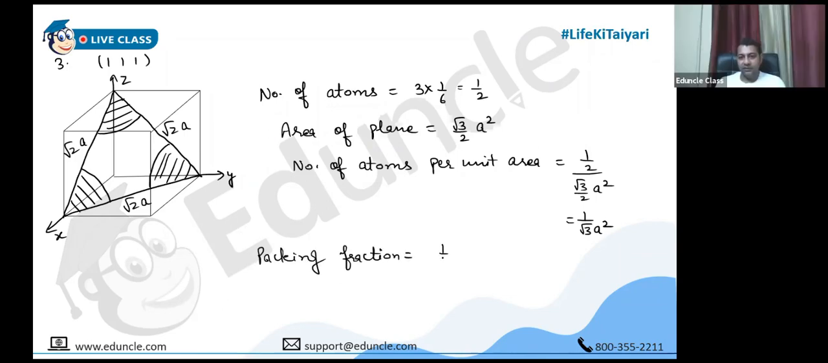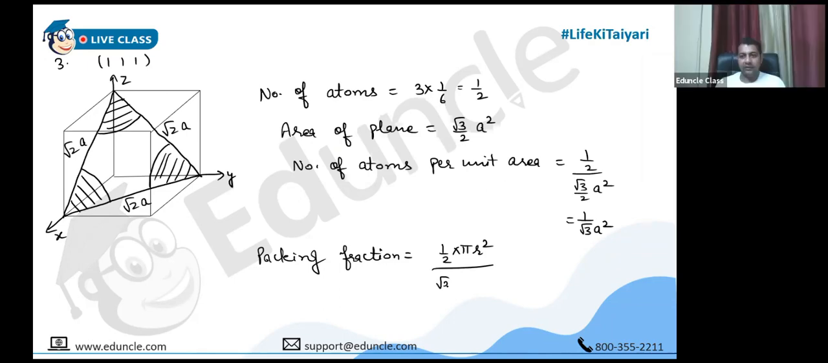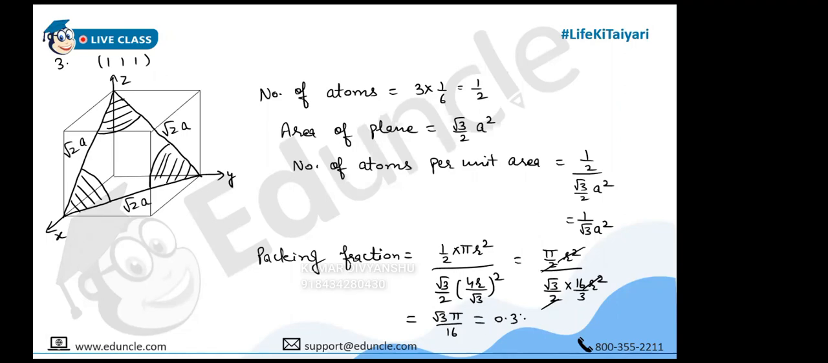It will be half atom. So half into pi r square by root 3 by 2, 4r by root 3 square. So pi by 2 r square over 16 by 3 r square. This 2 and 2 will get cancelled, r square will also get cancelled. So it will be root 3 pi by 16. Please check. What is the value? 0.34.